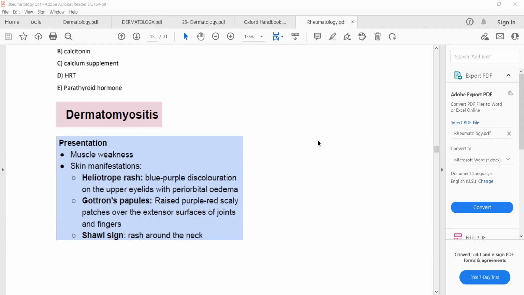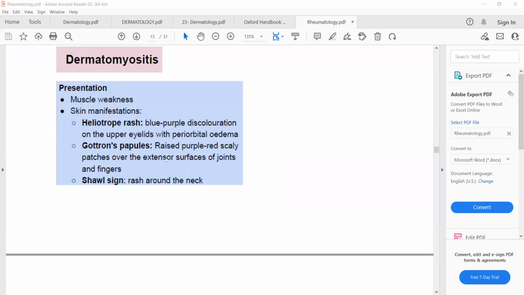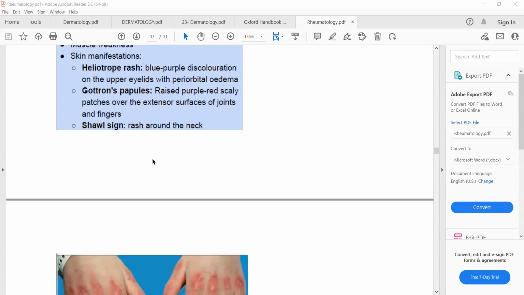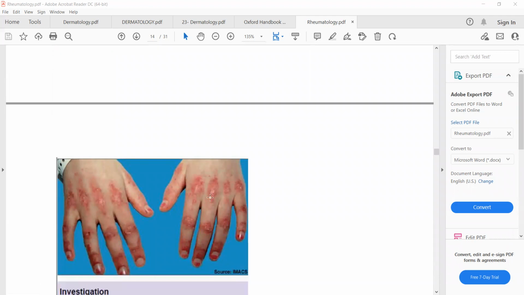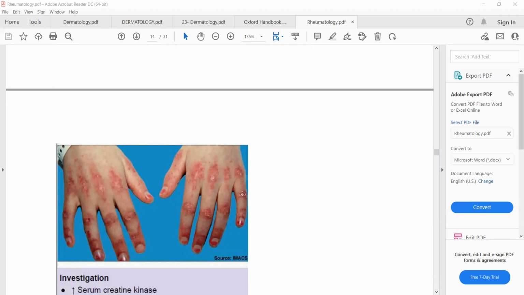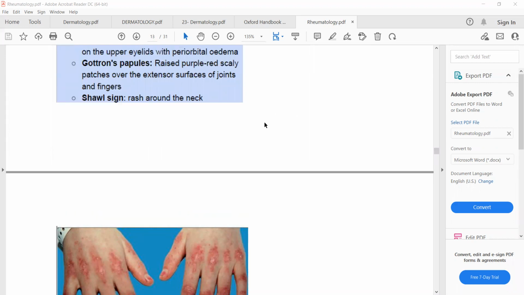So someone with proximal muscle weakness, such as difficulty in rising from a chair, climbing stairs, combing the hair, and skin manifestations such as heliotrope rash, that is blue or purple discoloration of the upper eyelid with periorbital edema, and Gottron's papules. Gottron's papules are basically red scaly patches over extensor surfaces of the joints and fingers, as shown in this diagram. These red patches over the extensor surfaces of joints and fingers are Gottron's papules. And shawl sign, a rash around the neck.